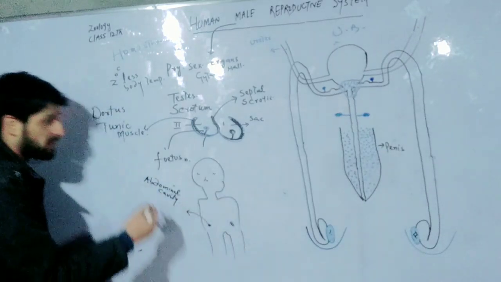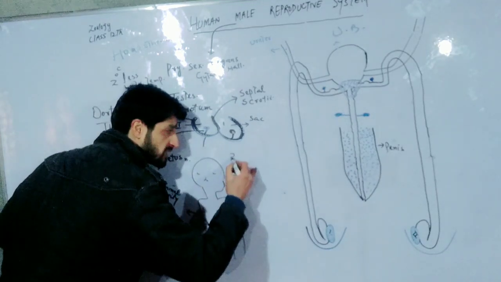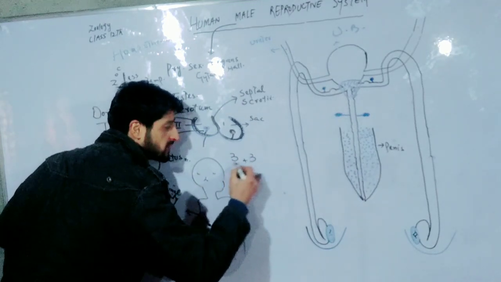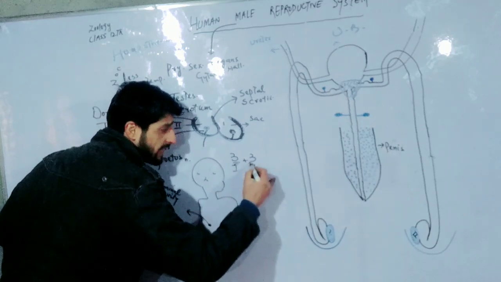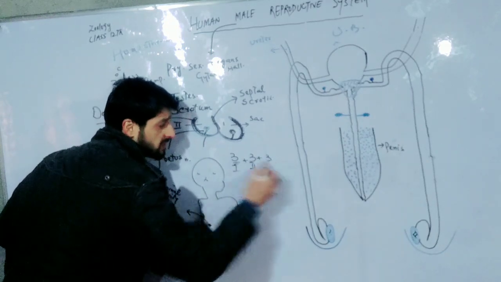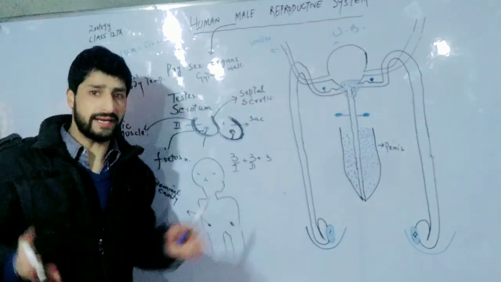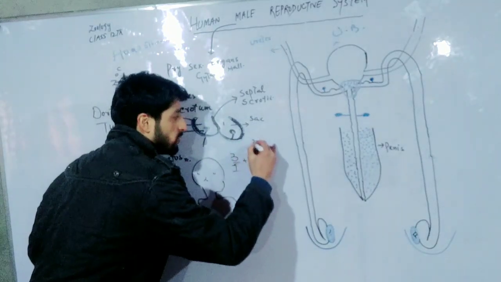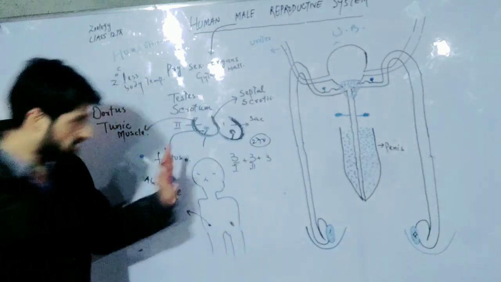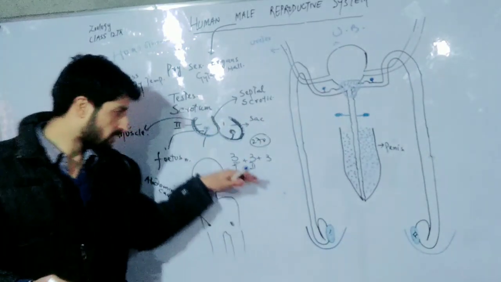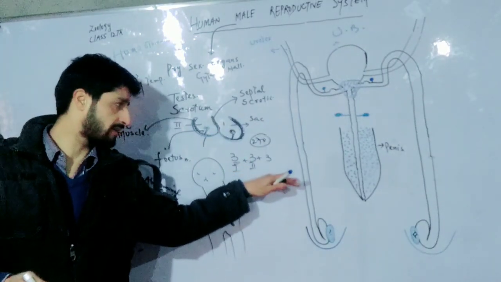When I say trimester, I mean first 3 months plus second 3 months, 3 and 3 make 6, and 3 more make 9. Gestation period, pregnancy period of approximately 270 days, is divided into 3 trimesters. First trimester, second trimester and third trimester.